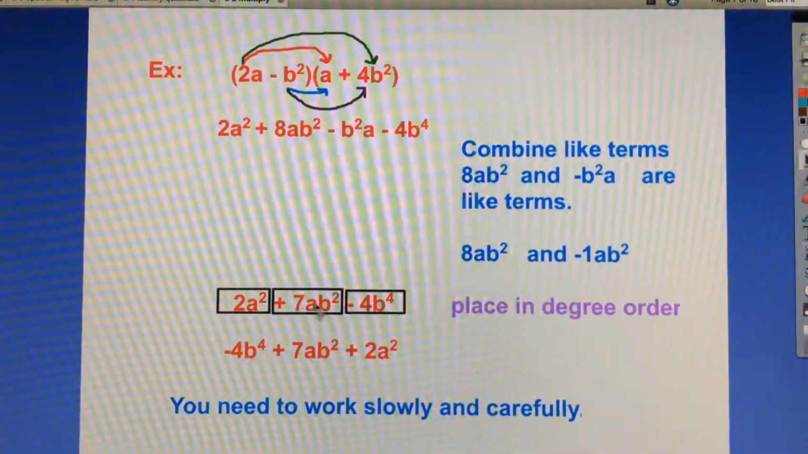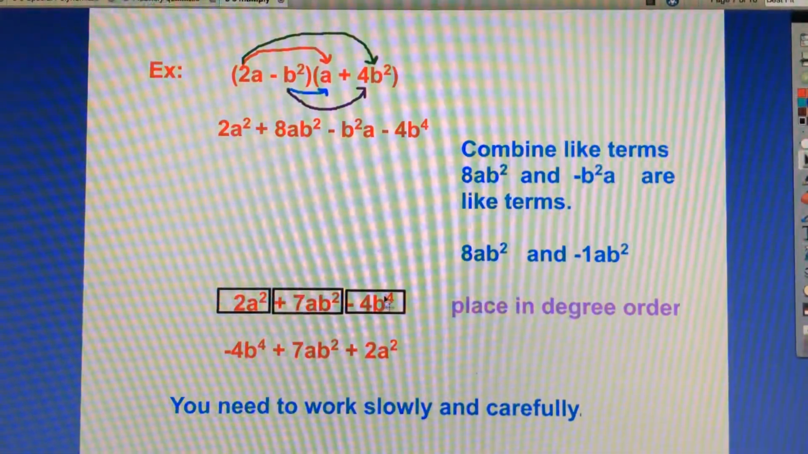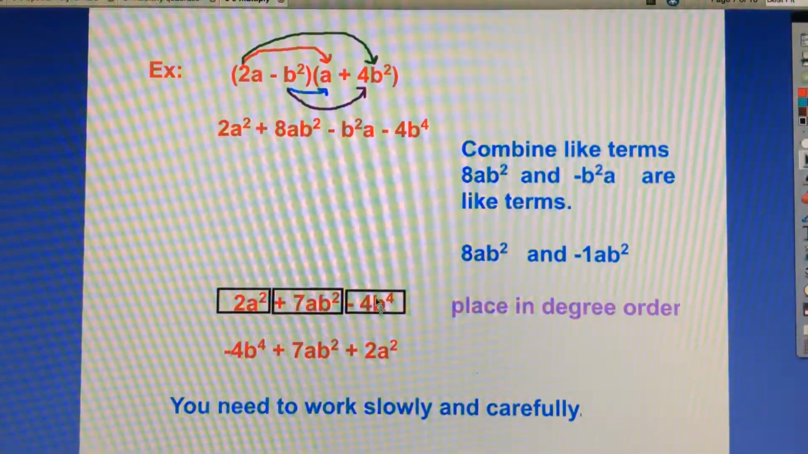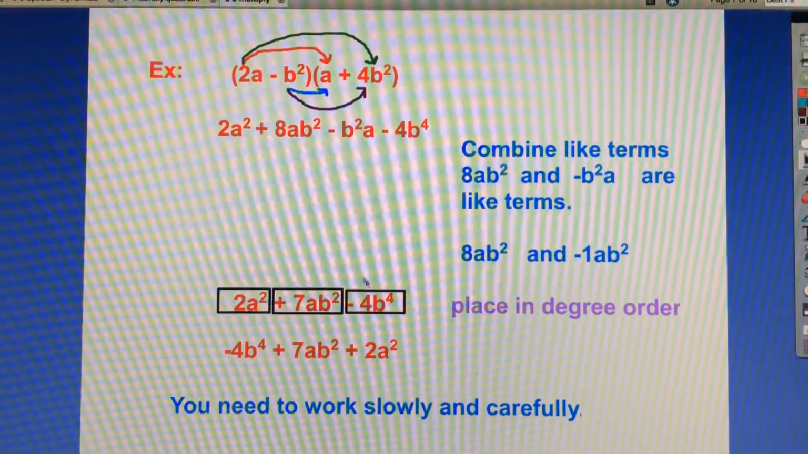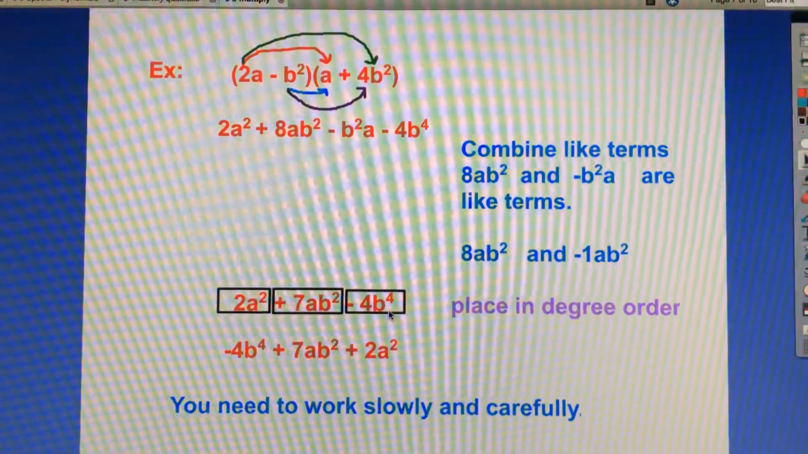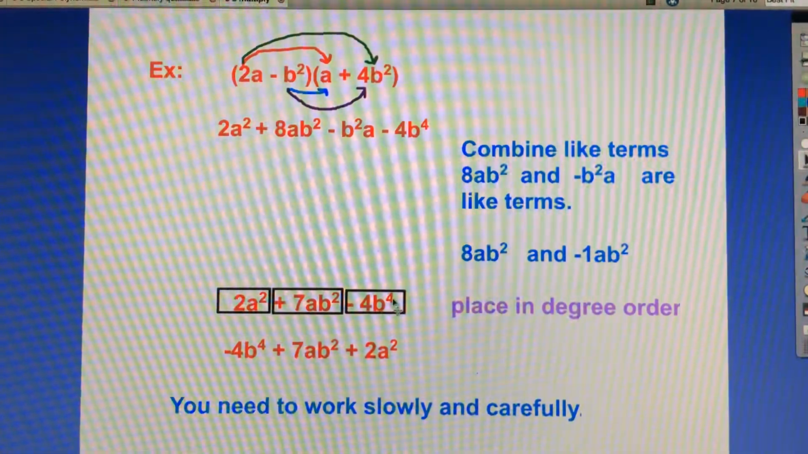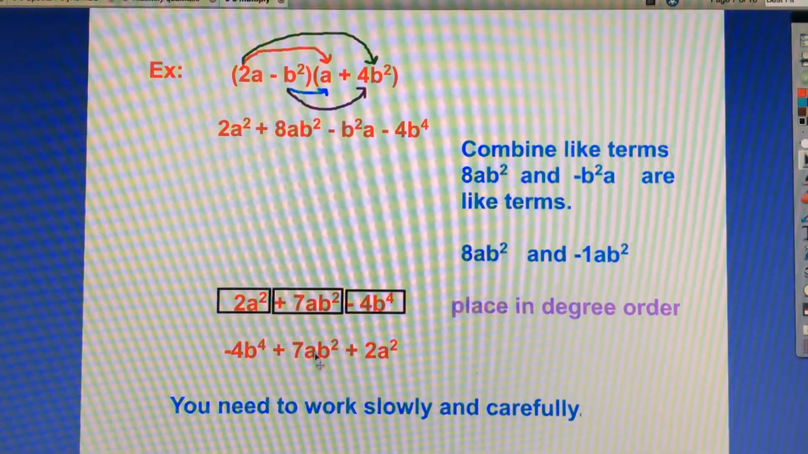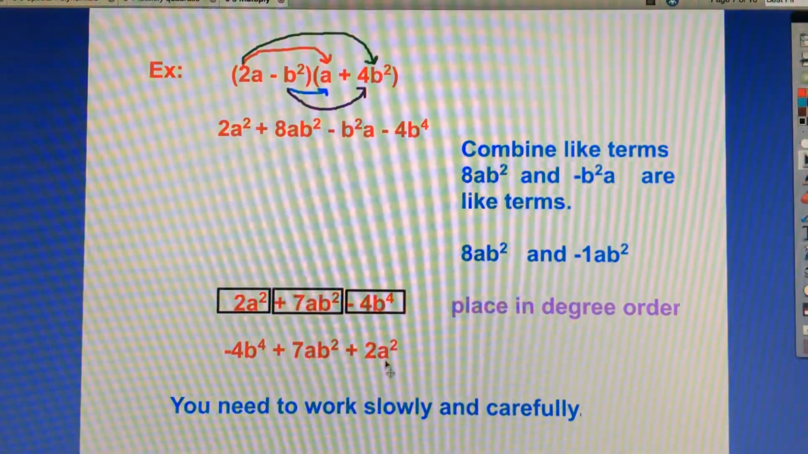Remember, these are like pieces of a puzzle. As long as you keep the sign with your term, you can grab that piece of the puzzle and move it anywhere you want. I'm going to go by order of degrees. So I'm going to take this b to the 4th power, because my degree is 4. I'm going to make it go first. Degree of 3, degree of 2.